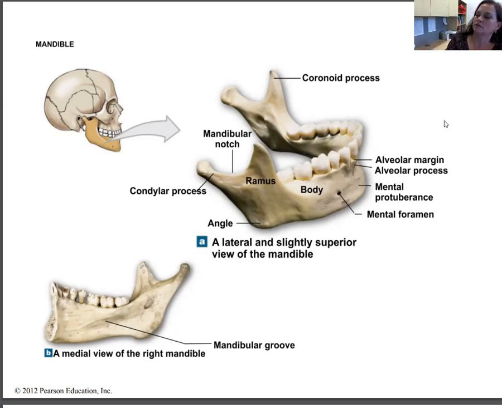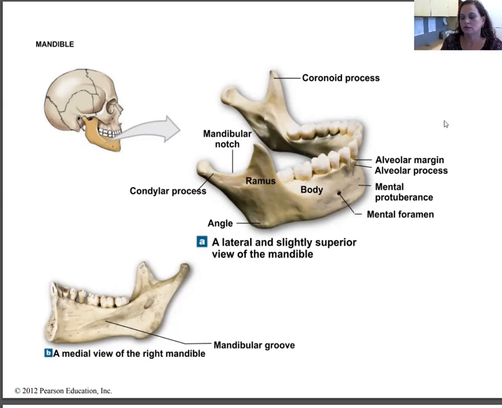Then you have this little hole right here. There's a hole here and a hole right here. Those holes are called your mental foramen. Remember that landmark in the front of the jaw, that was your mental landmark. So those holes are called your mental foramen.